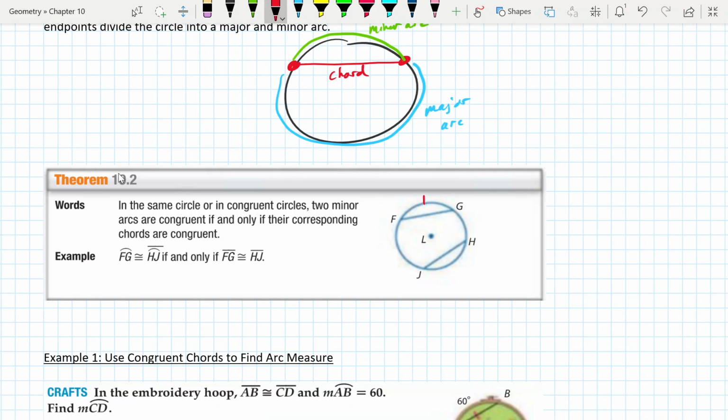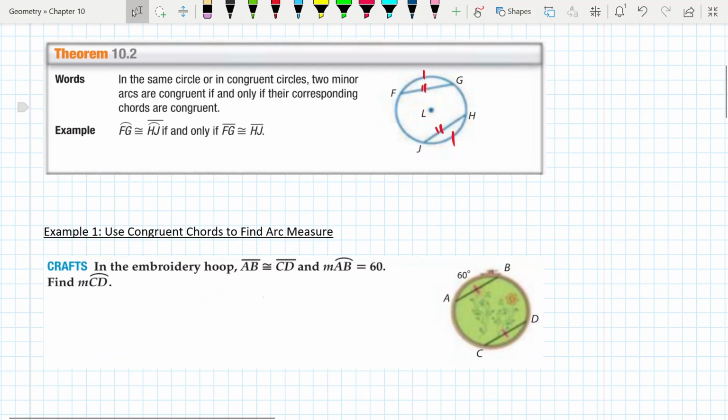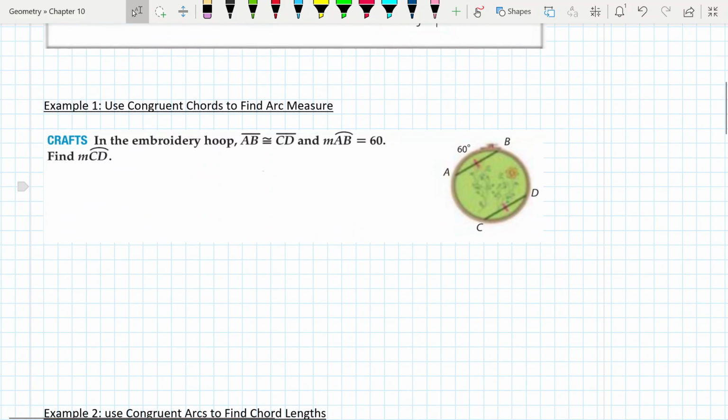If those minor arcs happen to be congruent, well, then the chords that made them are also congruent, which makes sense. If you cut off 30 degrees of a circle, and then the other piece also cuts off 30 degrees of a circle, well, then it's probably the same length of the line that cut it off. That's the idea. And it works in converse as well. If those chords are congruent, then what's left over is the same.